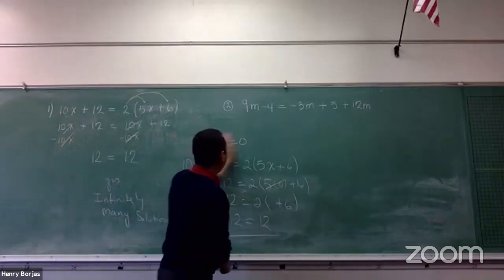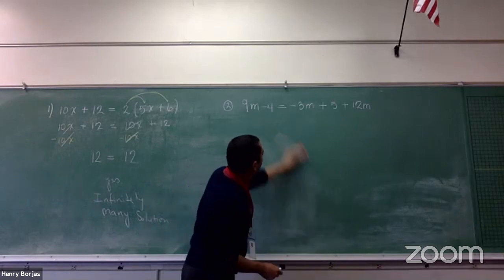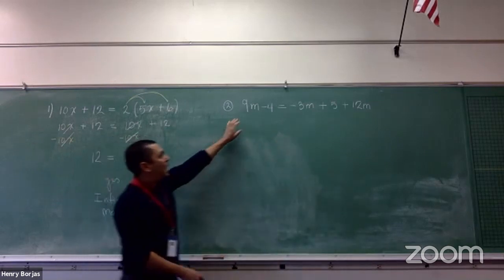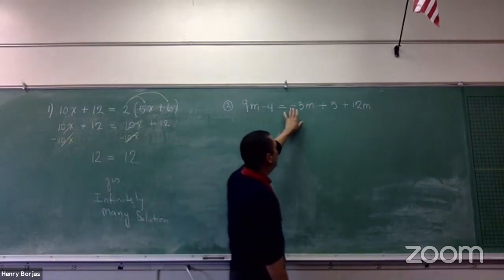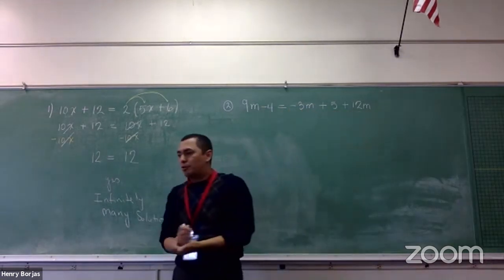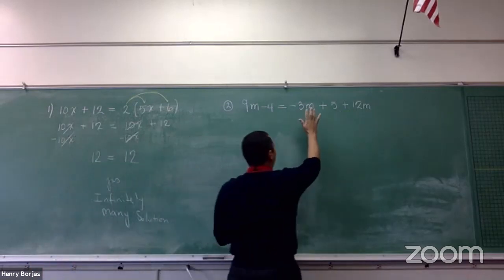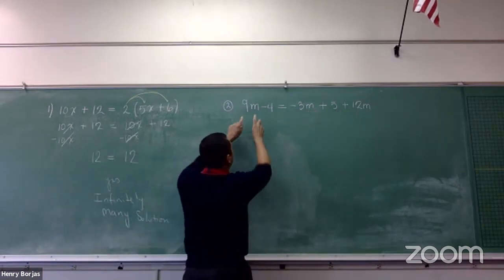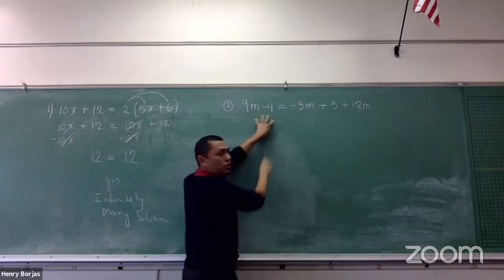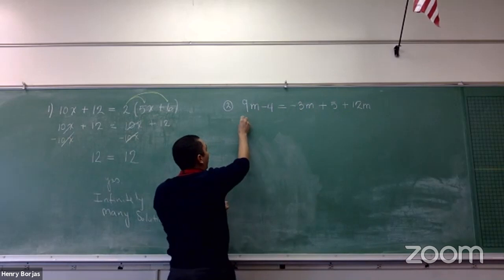I'm going to erase this part so we can do example number 2. I have 9m minus 4 equals negative 3m plus 5 plus 12m. What we are going to do in this case is simplify the right side. Why? Because I have 9m minus 4 and there is nothing you can do here, so I'm moving to this side. Let's write this one.